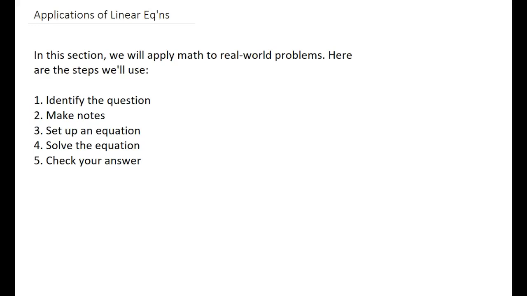Alright, let's talk about applications of linear equations. And that means we're going to be doing word problems. And here are the steps we're going to use. First thing you want to do is identify the question. What the heck are you being asked to find?